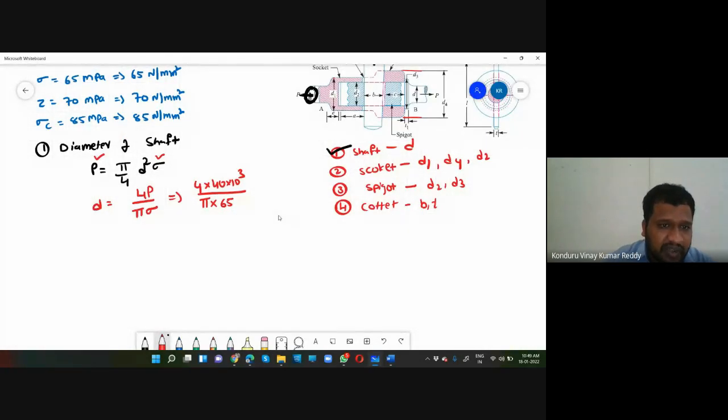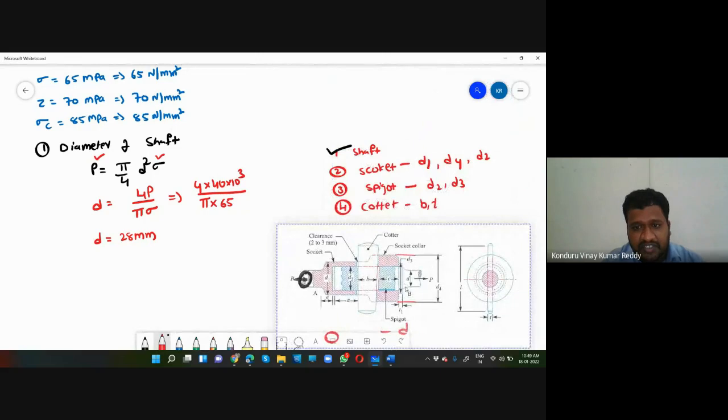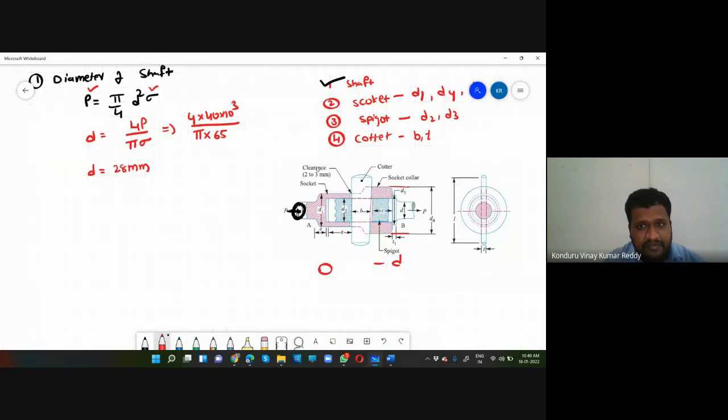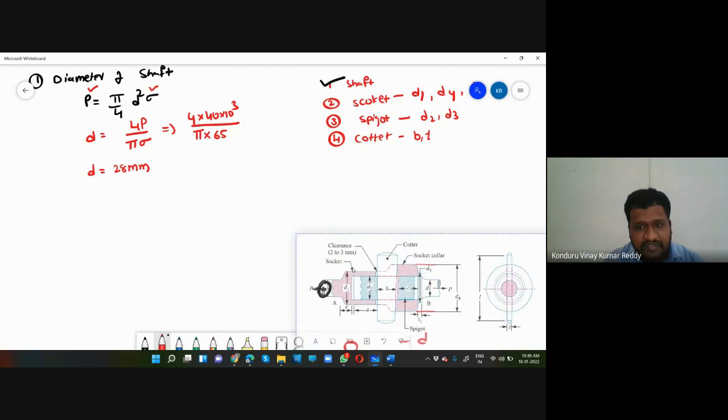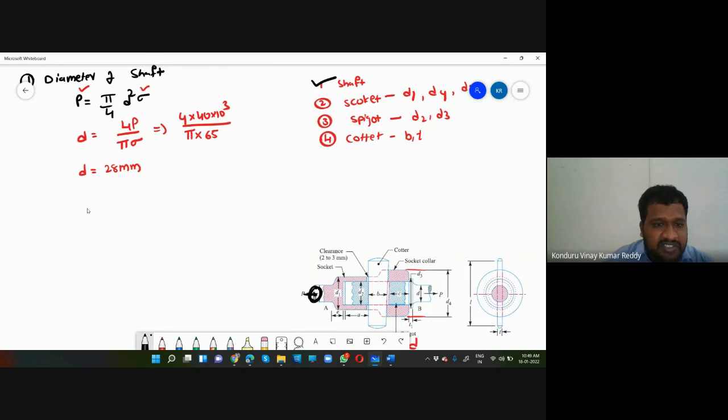What is the answer for the diameter of the shaft? D is equal to 27.6, approximately 28 millimeters. Just verify whether I have written the correct answer or not. 27.6, correct. Okay, next.